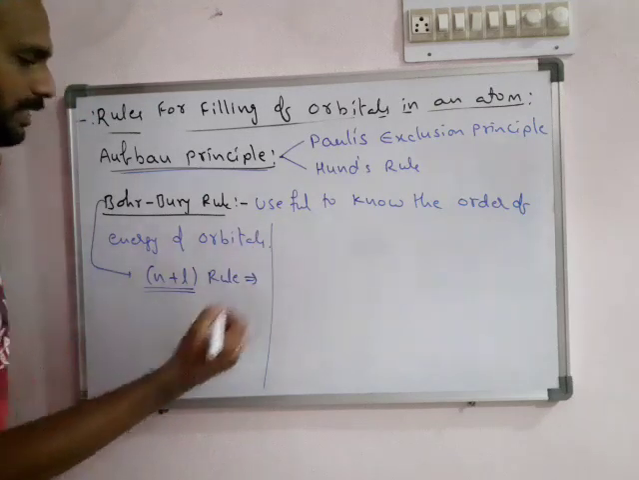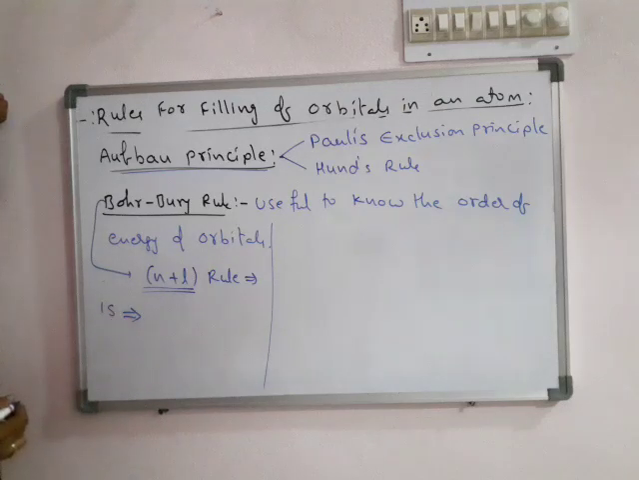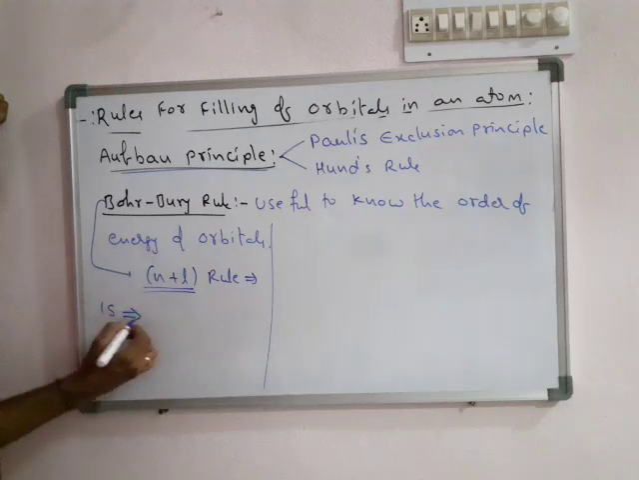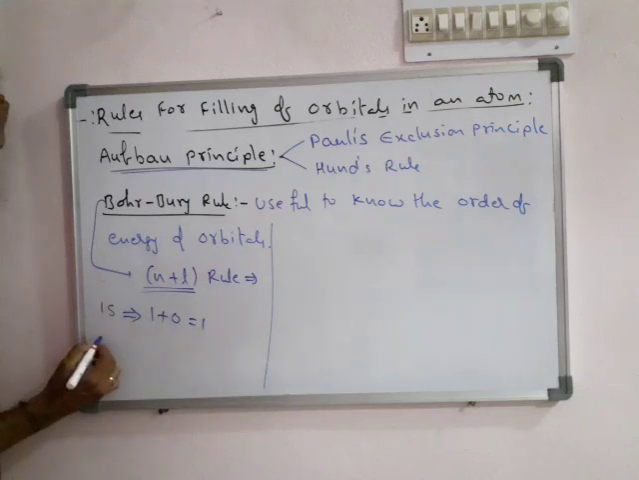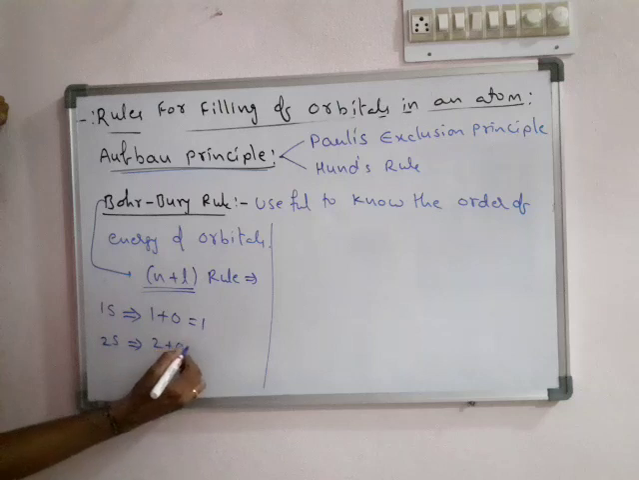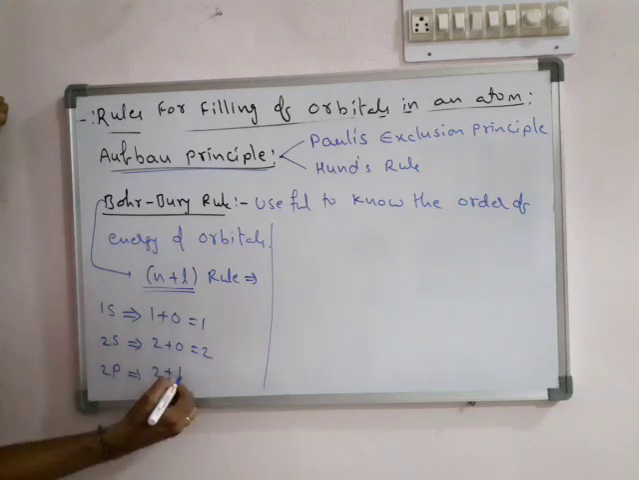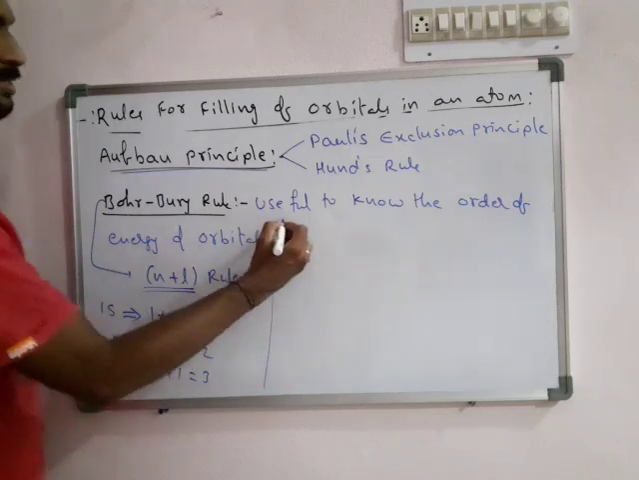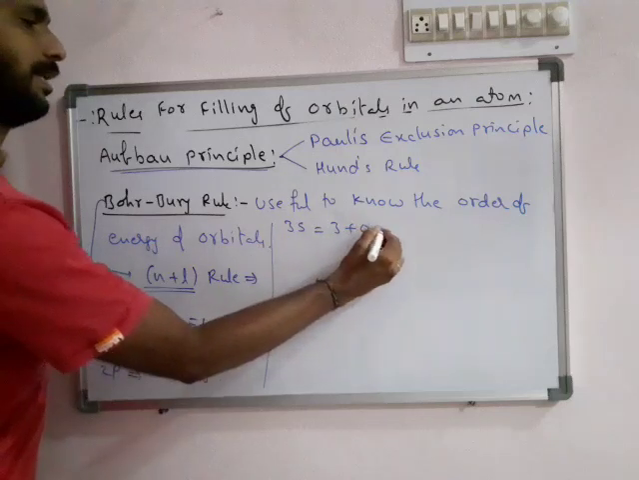For example, what is the energy of the 1s orbital? 1s means n value is 1. For s, L is equal to 0, so it is 1 unit. For 2s, it is 2 plus 0, that is 2. For 2p, what is the L value for p? It is 1, so this is 3. Then what about 3s? n plus L, that is 3.